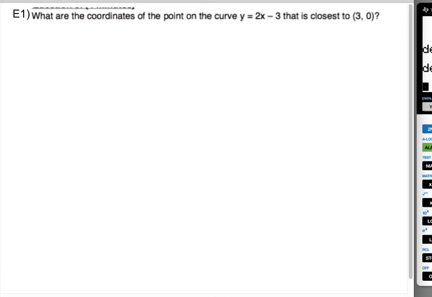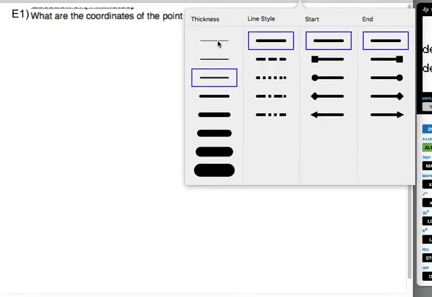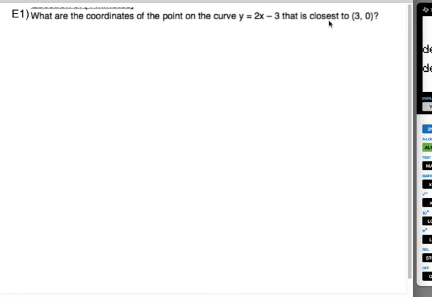All right, so example 1. What are the coordinates of the point on the curve y equals 2x minus 3 that is closest to (3, 0)? Okay, so first thing we have to do in any optimization problem is determine what quantity we are trying to optimize, right? The big hint it's optimization is this -est, these superlative adjectives. So closest to (3, 0) means the minimum distance.